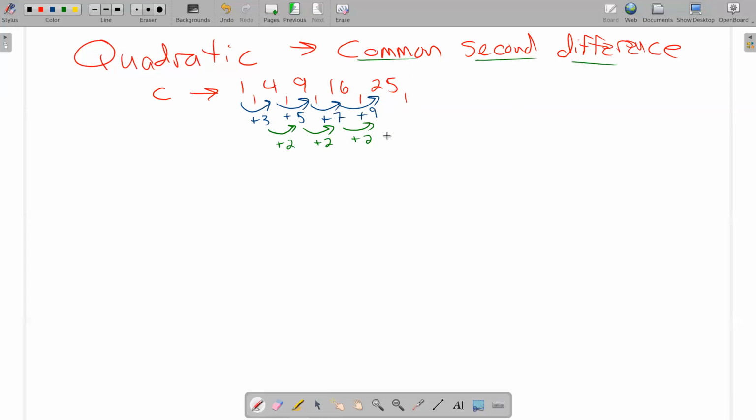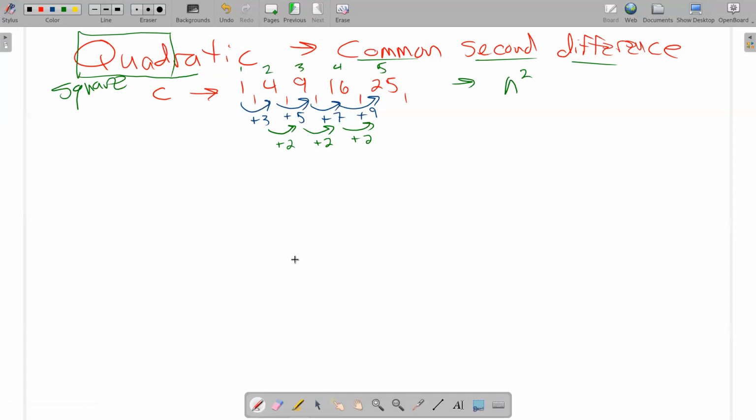And when you have that kind of situation, you get what's called quadratic. Quadratic, quad means square. So that means the formula with n is going to have an n squared in it. Now it turns out that's actually the formula here. It's not always that easy, but if you notice, 1 is the first term, 4 is the second, 9 is the third, 16 is the fourth, 25 is the fifth. And 5 squared is 25, 4 squared is 16, 3 squared is 9, 2 squared is 4.